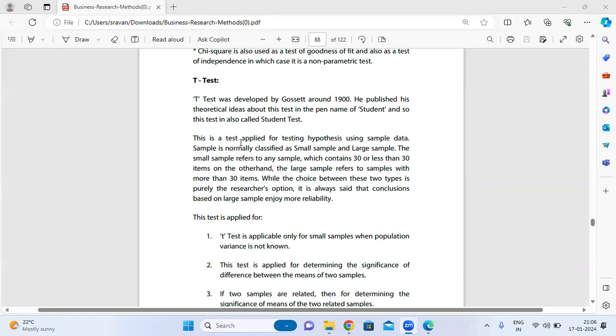This is a test applied for testing hypotheses using sample data.